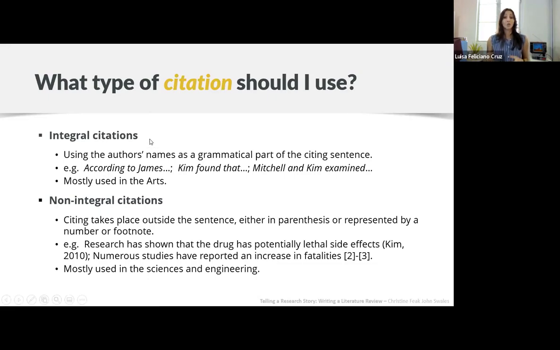With the integral citations, we have the quote citations where we use quotes to literally cite what someone else said, or you can just paraphrase, use your own words. In the non-integral citations, you can also paraphrase or summarize, but you can also generalize, like, for example, here, numerous studies have reported an increase in fatalities. And then we combine 2 or 3 sources together. We make a general statement, and then we cite the sources that we're using.